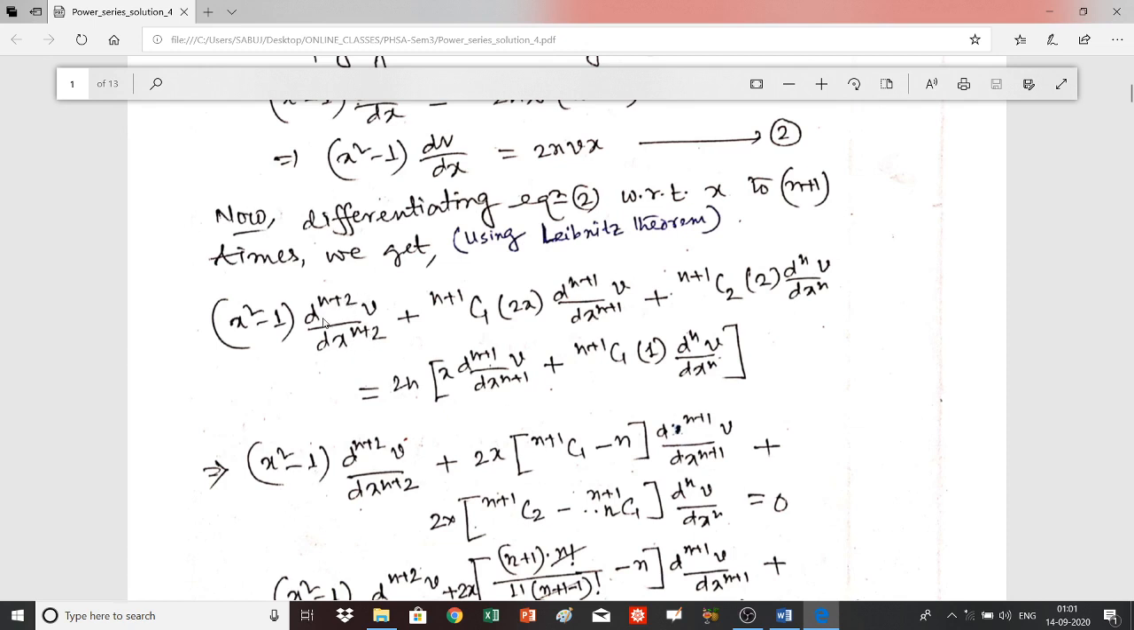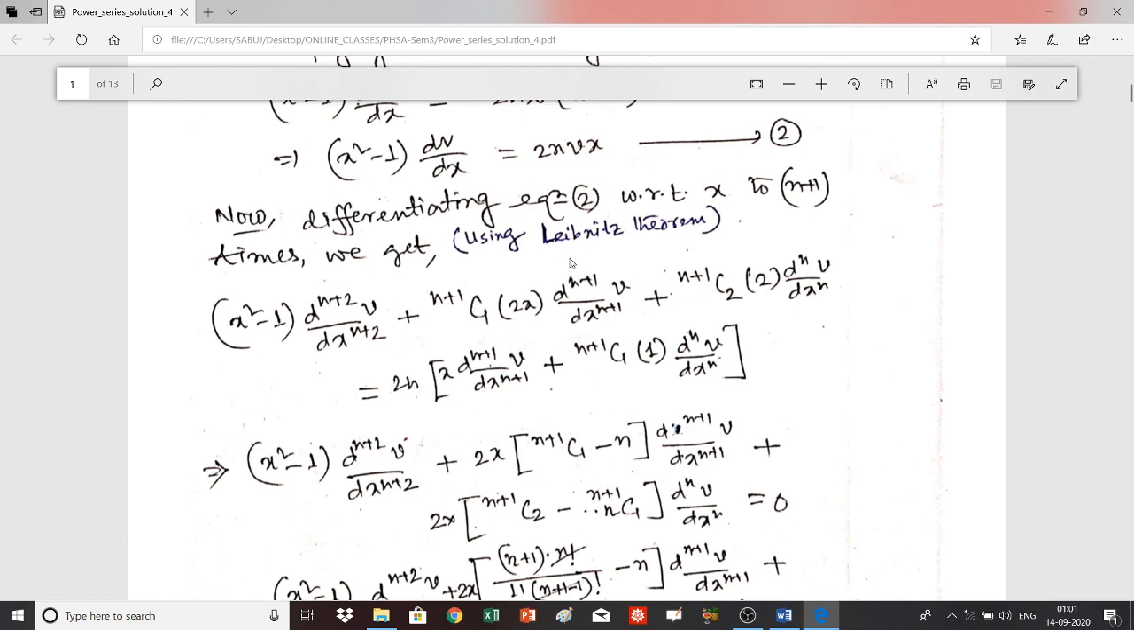That means d^(n+1)/dx^(n+1). Okay, that means in this case the differentiation will be one order less than this. That means d^(n+1) order differentiation of d. So according to Leibniz theorem, the second term will be first, right?